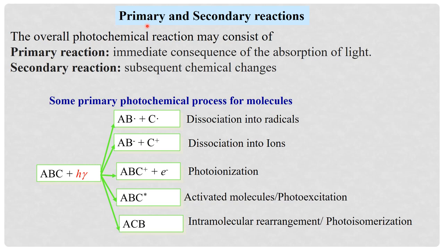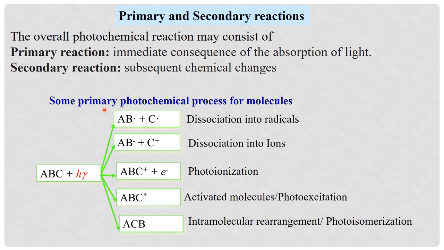Here are primary and secondary reactions, or we can say primary or secondary process. The overall photochemical reaction consists of primary reactions and secondary reactions. Primary reactions are the immediate consequences when light is absorbed by some molecule or an atom. And after the primary reaction, the subsequent chemical changes are called secondary reactions.